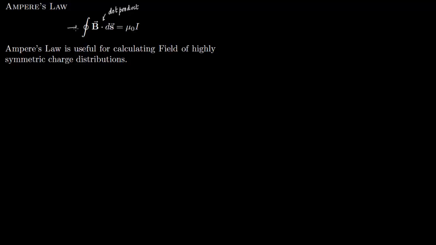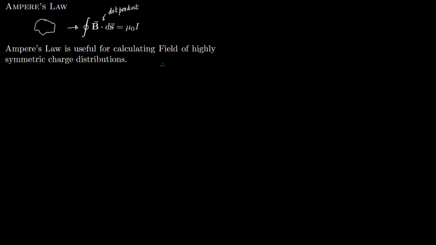Notice the circle here. This means you have to take the integral over a loop. That is, there is some closed loop and you have to take the integral over this loop or this path. This path is represented by this circle here. So this is a line integral. Ampere's law is useful for calculating the field of highly symmetric current distributions. You just compute the dot product, put it equal to mu naught I, and from there you can calculate the magnetic field. We will cover a lot of examples using Ampere's law.